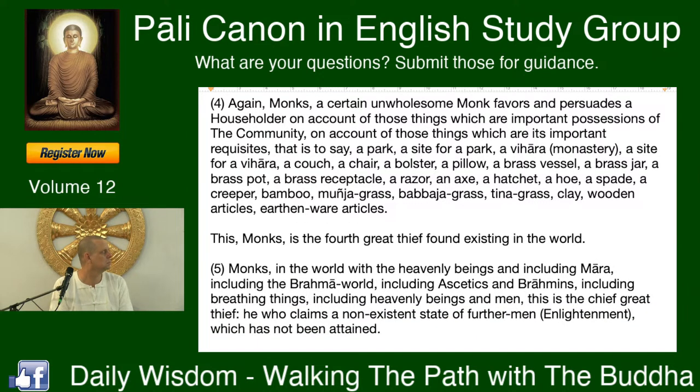Again, monks, a certain unwholesome monk favors and persuades a householder on account of those things which are important possessions of the community, on account of those things which are its important requisites, that is to say, a park, a site for a park, a vihara, a site for a vihara, a couch, a chair, a bolster, a pillow, a brass vessel, a brass jar, a brass pot, a brass receptacle, a brass razor, an axe, a hatchet, a hoe, a spade, a creeper, bamboo, munja grass, babbaja grass, tina grass, clay, wooden articles, earthenware articles. This, monks, is a fourth great thief found existing in the world.